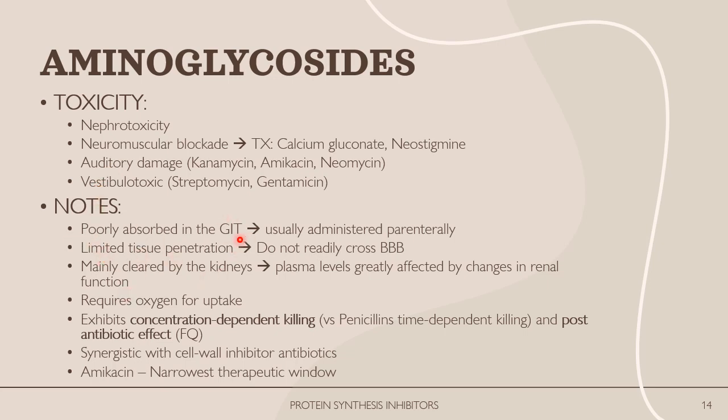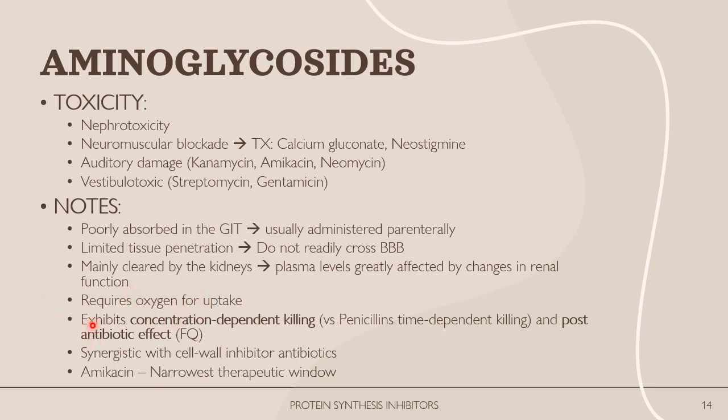Aminoglycosides are poorly absorbed in the gut. That is why they are frequently administered parenterally. They also have limited tissue penetration, especially in the brain, so they are not the agents used in meningitis. They are mainly excreted by the kidneys. So when the patient has renal failure, we need to adjust the dose of aminoglycosides. Next, they require oxygen for uptake, so they are not the agents of choice for anaerobic infections because of this oxygen requirement.